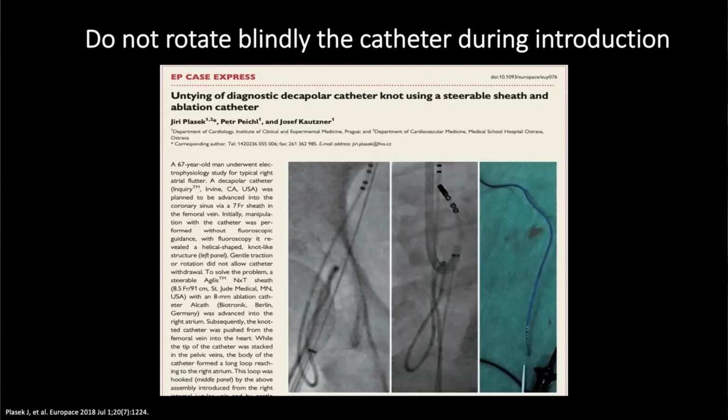Introducing was performed without fluoroscopic guidance. When fluoroscopy was used, it revealed a knotted catheter. Gentle traction and rotation did not allow catheter withdrawal. And finally, untying the knotted diagnostic catheter in the pelvic veins was performed with a steerable sheath and ablation catheter introduced from the internal jugular vein.